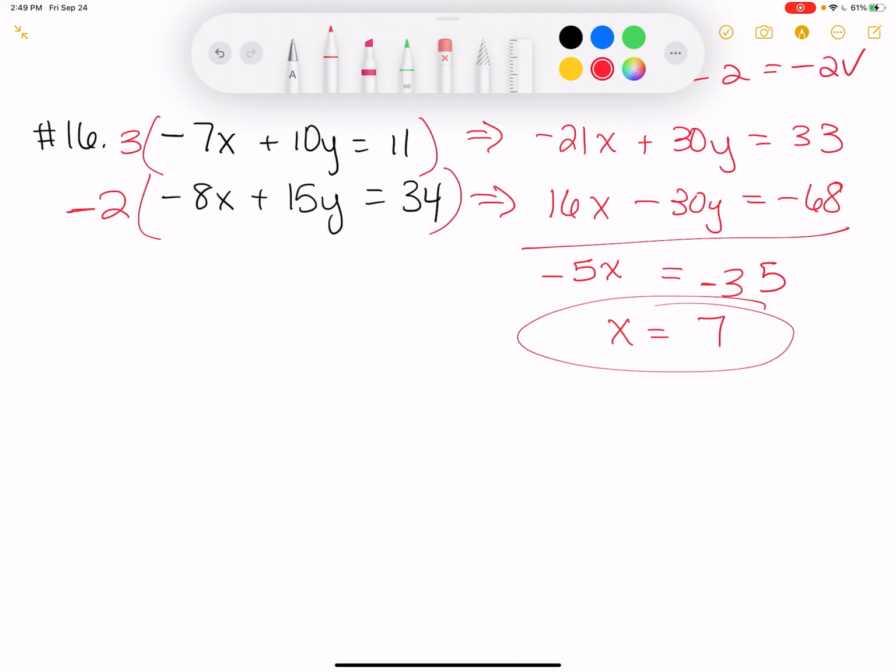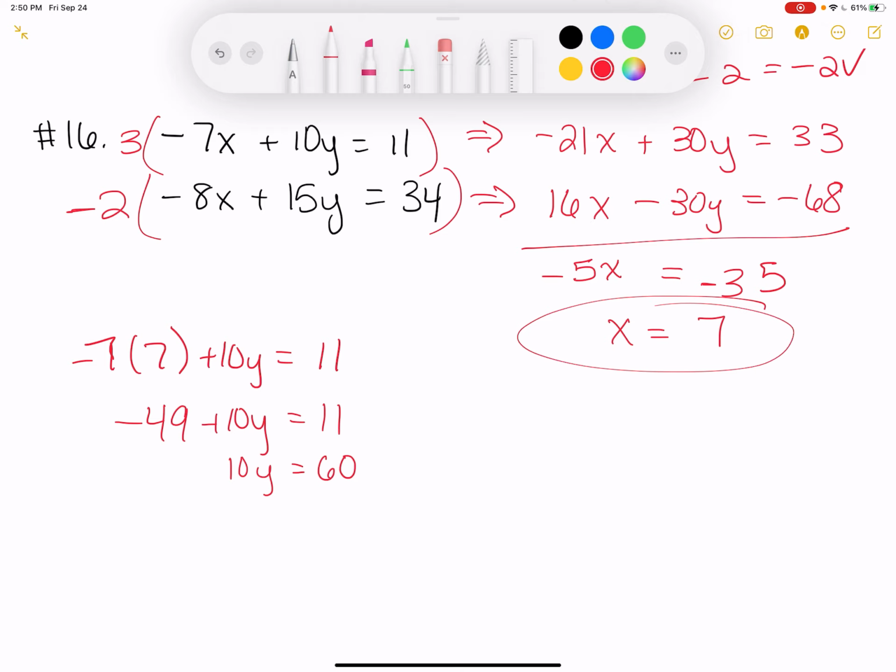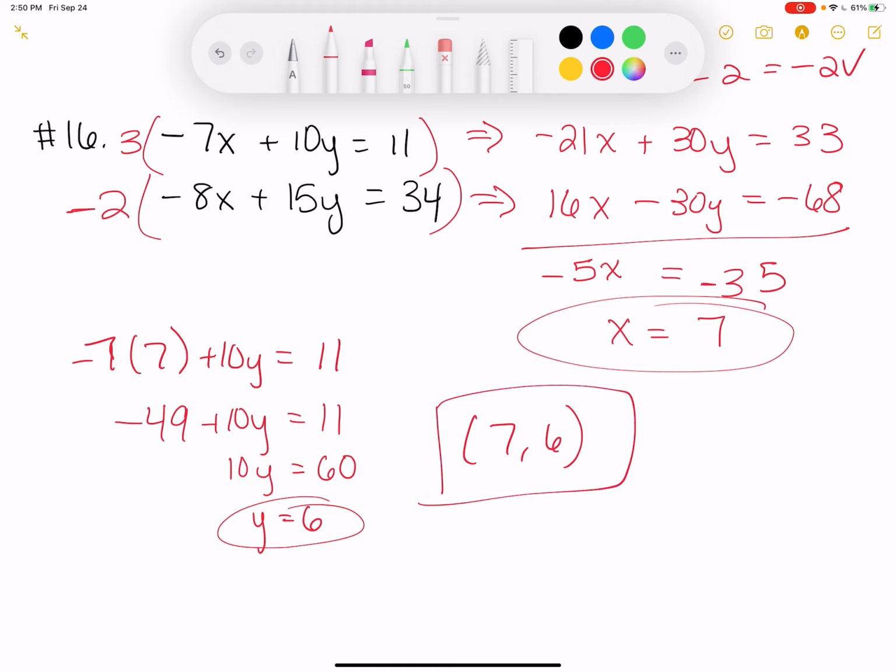All right, so then I'm going to take the 7 and plug it back in. So negative 7 times 7 plus 10y is equal to 11. Negative 49 plus 10y is equal to 11. Add 49, 10y is equal to 60. So y is equal to 6. So the ordered pair is (7, 6). Okay?